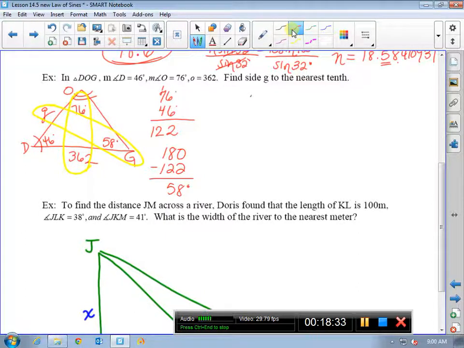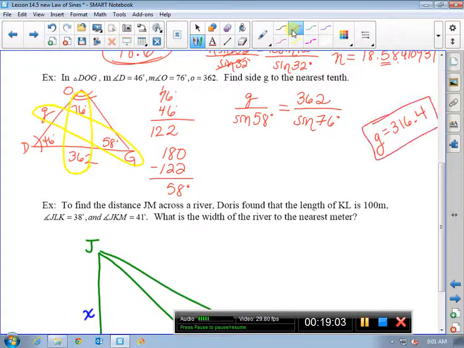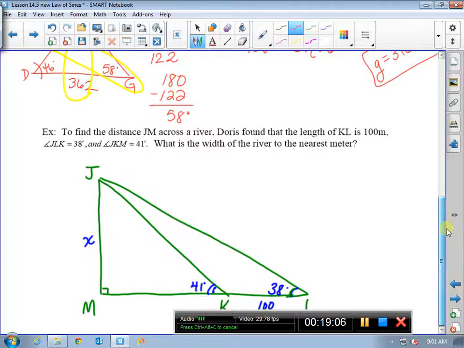Set up the law of sines. G is to the sine of 58, as given side 362 is to the sine of the angle that measures 76. All right, you go ahead and give that a try. The answer, when you're done, side G is 316.4. You should be doing the cross multiplying and dividing. Make sure you can get that.